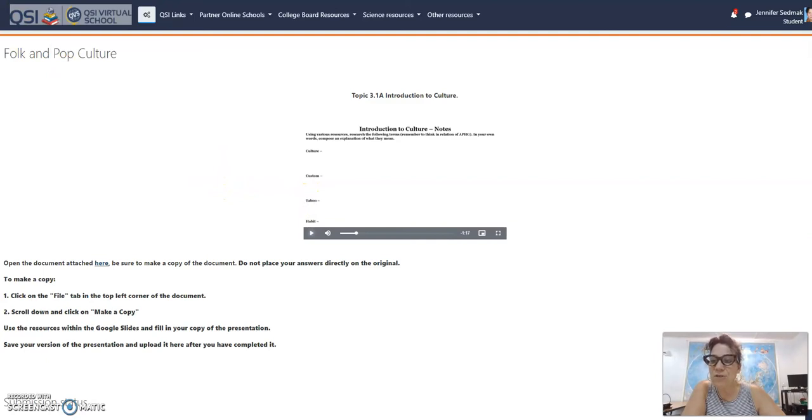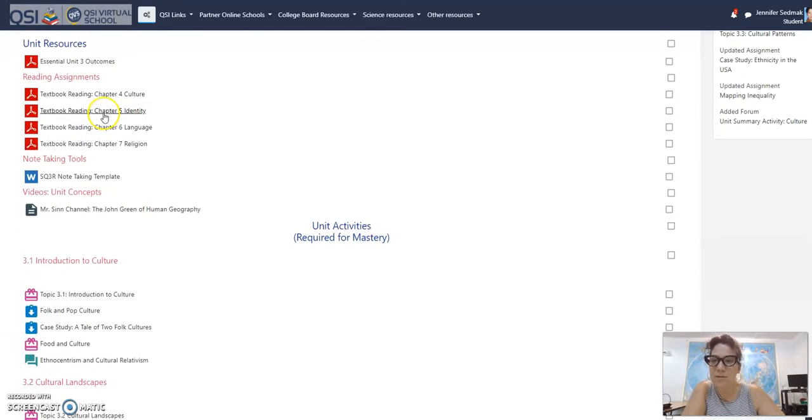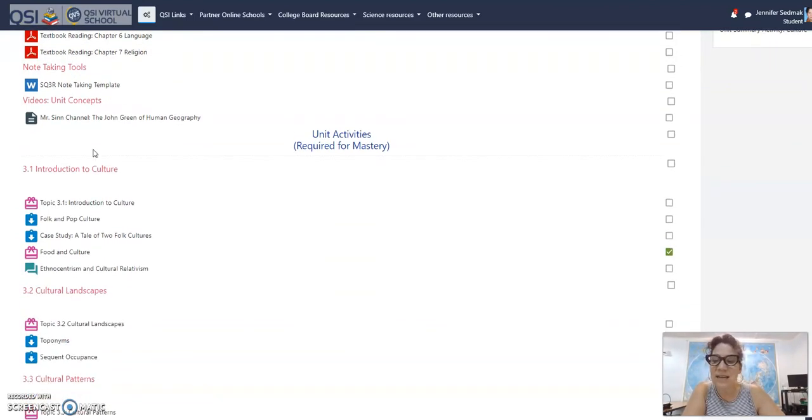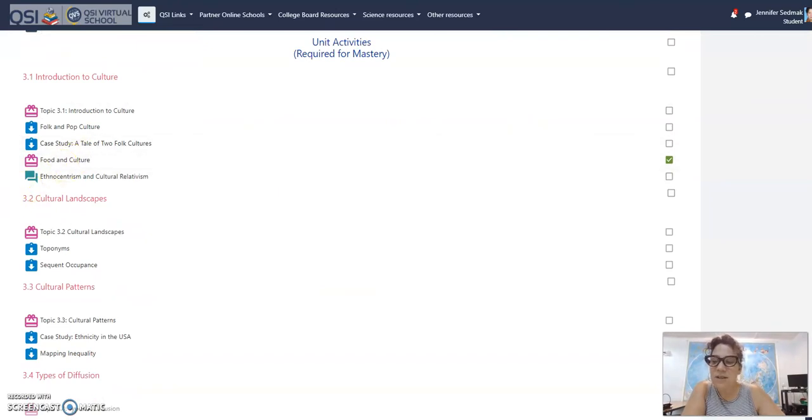You can get the information from the textbook chapters, so take a look up here in the resource section. Or you can even go to the internet and type in the terms to find the definitions. So you'll take a look at folk and pop culture within the context of that activity. And then we are going to do a case study on a tale of two folk cultures.